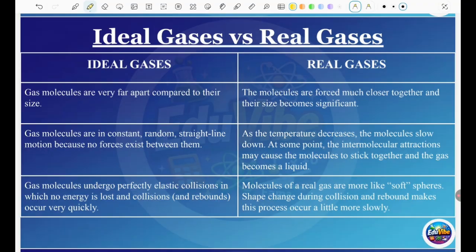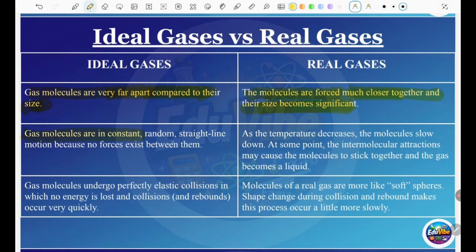First one is that in ideal gases, the molecules are very far apart compared to their size. In real gases, molecules are forced much closer together and their size becomes significant, compared to how far apart they are.